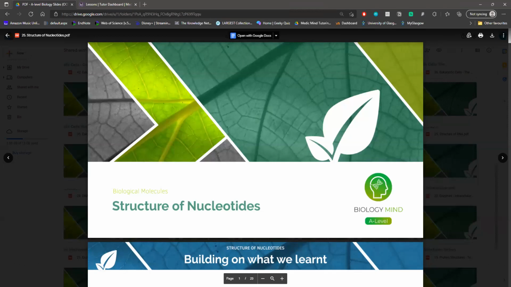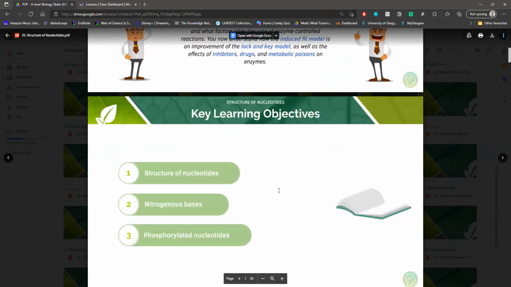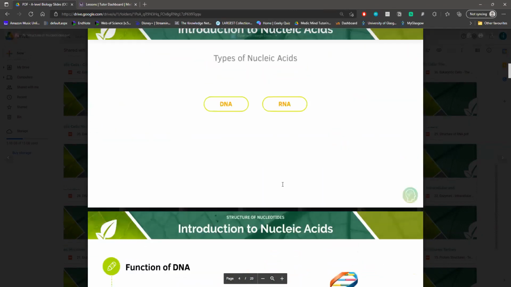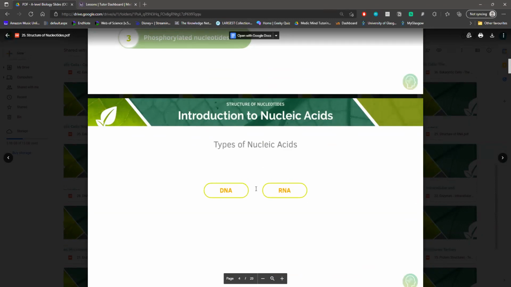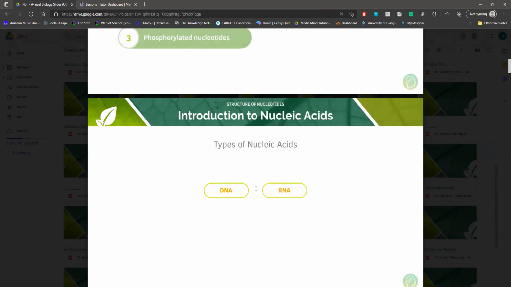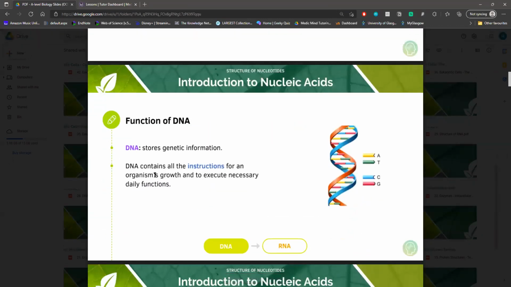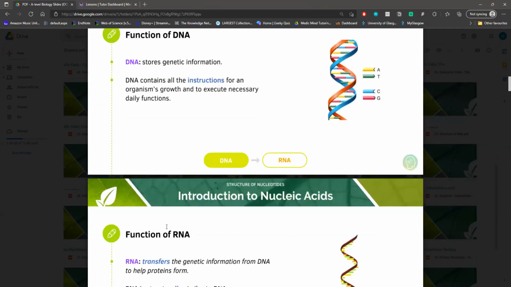Today we're going to be talking about the structure of nucleotides, the DNA function, DNA versus RNA, and DNA replication. Starting with the basic types of nucleic acids, we have two main branches: DNA and RNA. DNA's function is to store genetic information. It contains all the instructions for an organism's growth and to execute necessary daily functions.